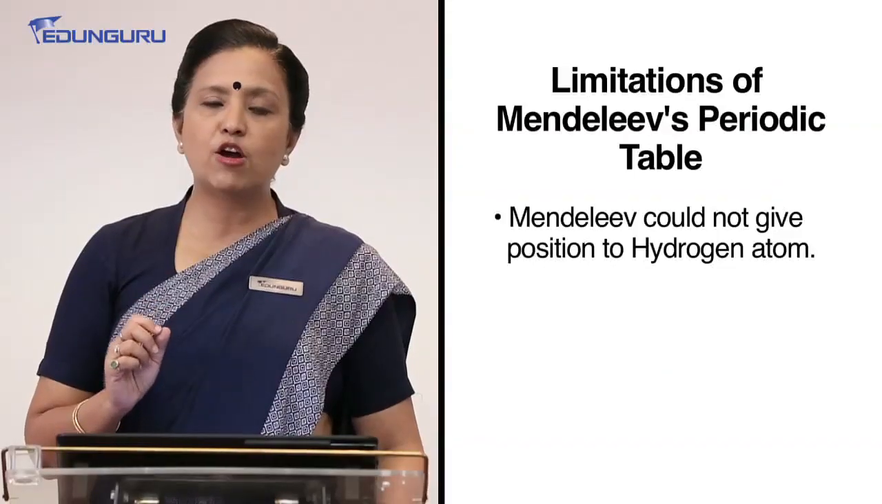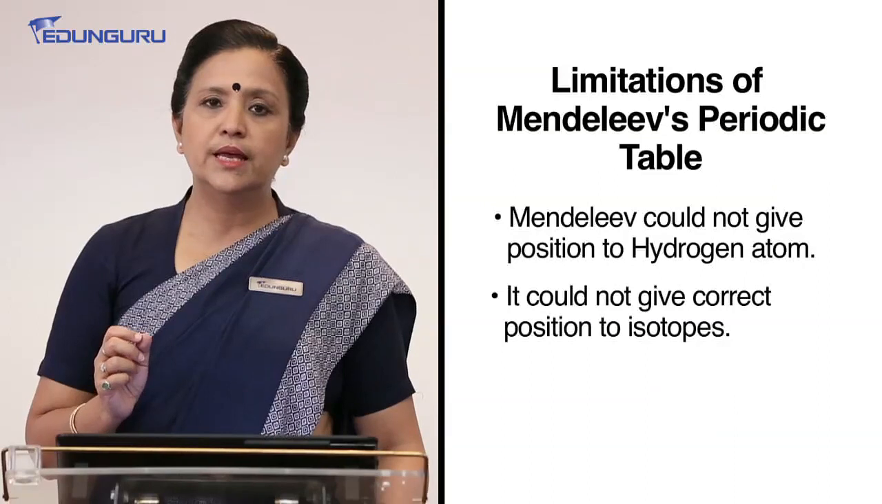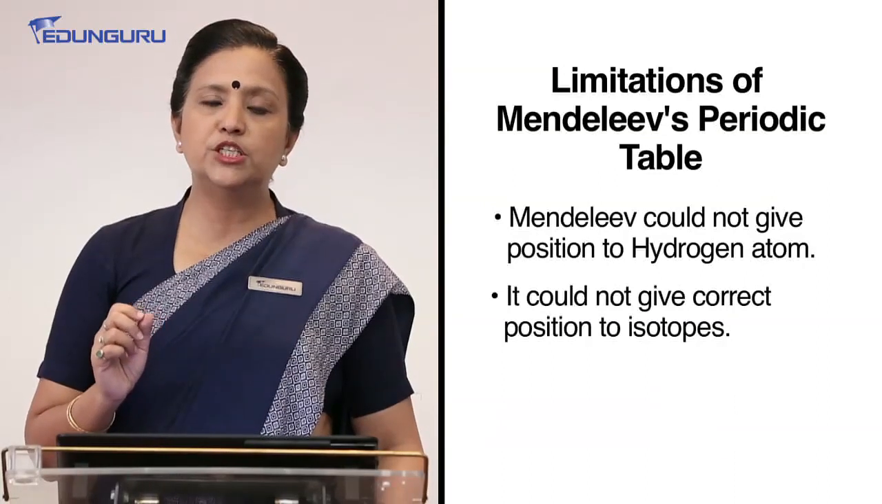The second drawback of Mendeleev's periodic table was that it could not give correct position to isotopes. Isotopes are atoms having different atomic mass but same chemical properties because they belong to the same element. For example, carbon has isotopes C12, C13, C14, and chlorine has isotopes Cl35 and Cl37.